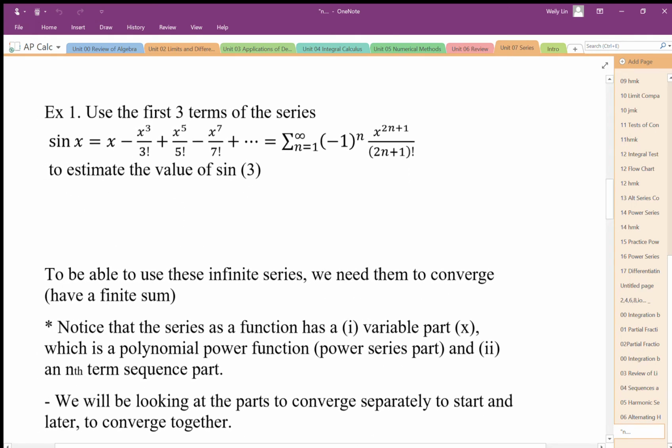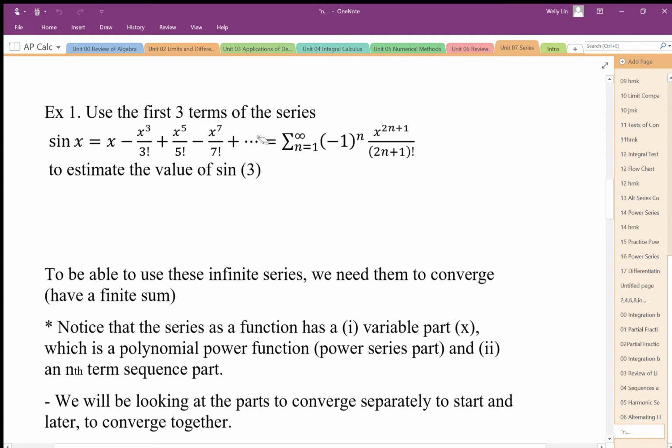So let's see how these power series work. We're going to look at this power series and just test out one of these series. We're not going to do too much investigation other than testing it out. We're just going to estimate the value of sine of 3. So this series, apparently if we add and subtract these pieces, we should get the value of sine 3.